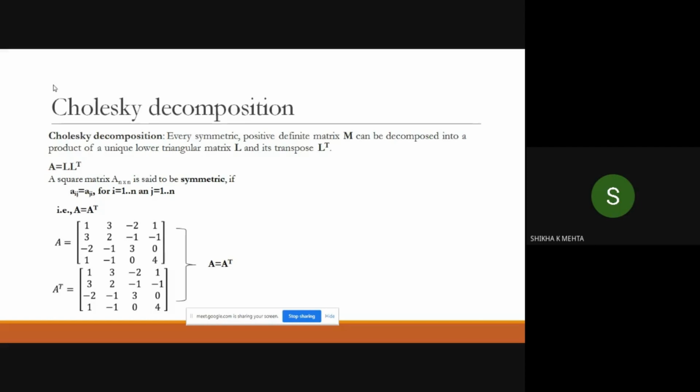So when we have 1, 3, minus 2, the first column and first row are the same. Similarly, you see the second column and second row are the same, the third column and third row are the same, and the fourth column and fourth row are the same. So when we take the transpose of A, both the matrices are the same. That means we have checked the condition: this matrix that we have received is a symmetric matrix.